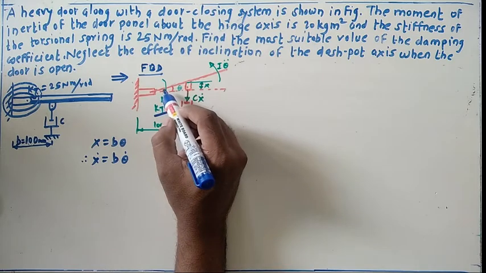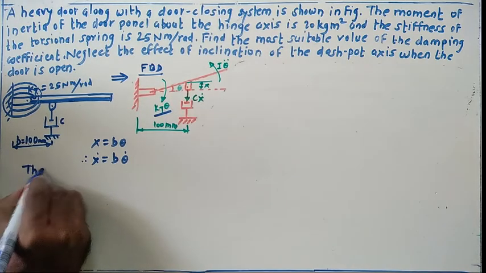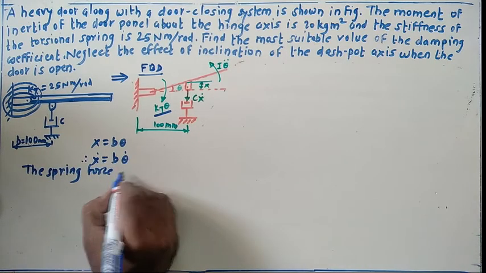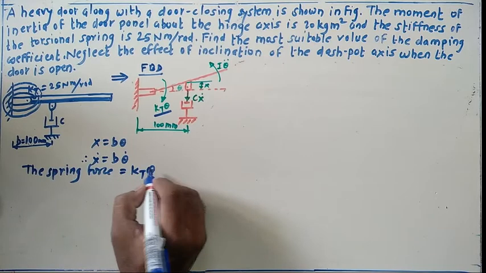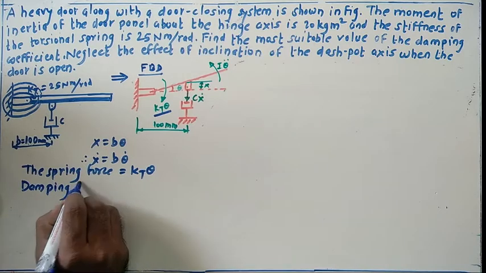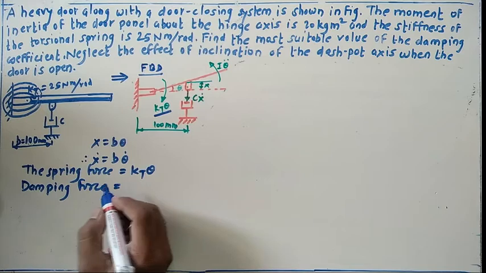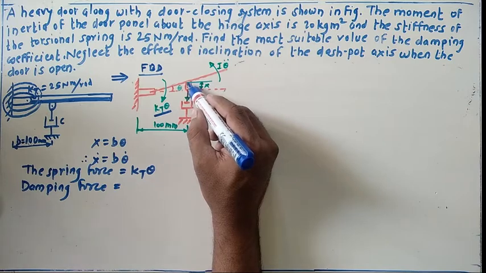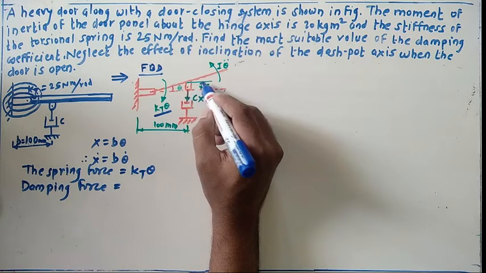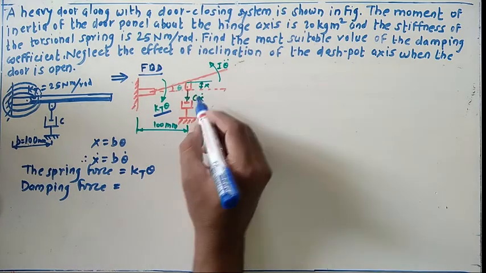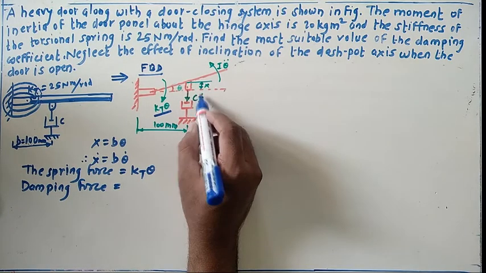So what does this indicate? This is nothing but the spring force. So here the spring force equals k_t into theta. What about the damping force? The damping force in this case is nothing but, this coefficient of damping is c. If I consider x as the displacement, then what about the velocity? x dot is nothing but the velocity. So the product of this damping coefficient and velocity is nothing but the damping force.